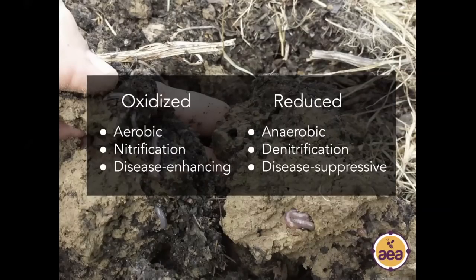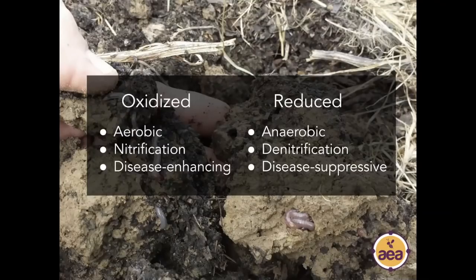So some of the characteristics of oxidized environments versus reduced environments: we are using the correct terminology of oxidation versus reduction, but we can also use other terms. We can talk about aerobic versus anaerobic, nitrification versus denitrification, and disease enhancing versus disease suppressive. So it's possible to have disease suppressive soils that actively antagonize and shut down the expression of pathogens, and that keep the majority of the nitrogen in the soil profile in the form of ammonium. These reduced soils on the right-hand side of the chart are soils that are always going to be the highest yielding and the highest performing.